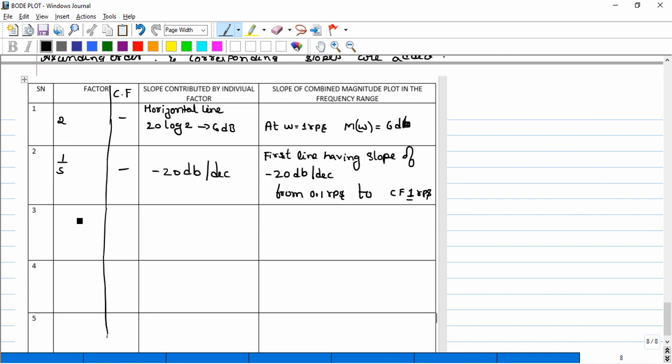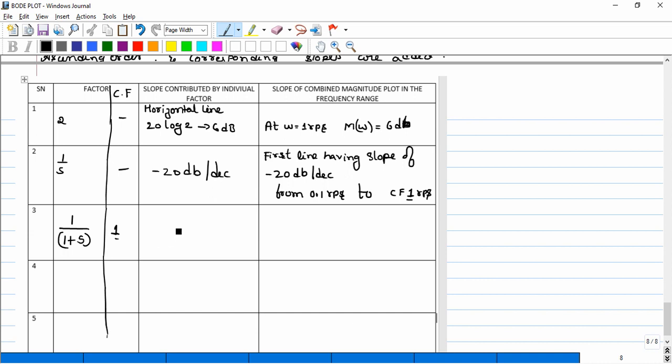What is the next factor? That is 1 by 1 plus s. So we already identified the corner frequency, nothing but 1. So that is the statement we have written. So an inclined line with a slope of minus 20 dB per decade will be drawn from where to where? From the starting point 0.1 till 1 RPS. How did we identify this 1 RPS? With reference to the next factor.